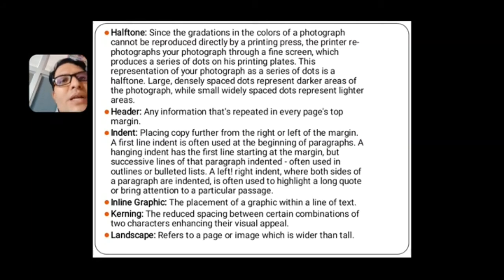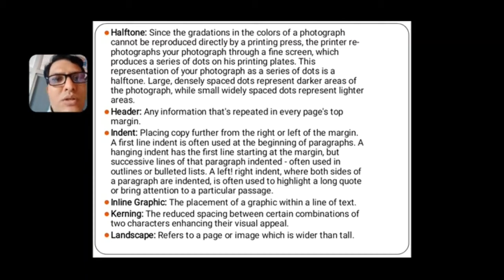The printer re-photographs your photograph through a fine screen. So it means using a fine screen we have to re-photograph our original photograph, which produces a series of dots on its printing plates. So if you want to get good resolution photographs, then it must consist of good dots.